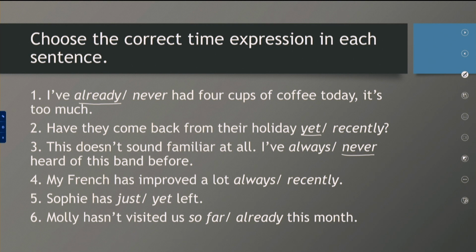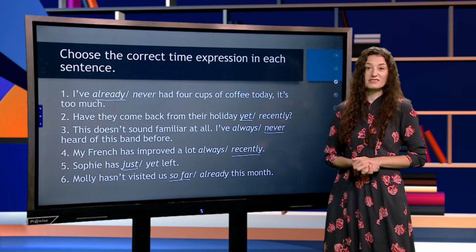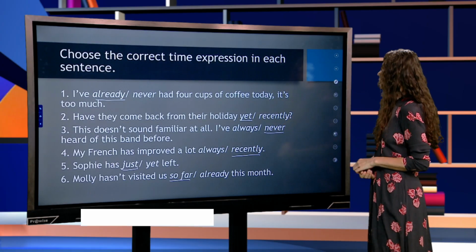Vladimir? My French has improved a lot recently. Good. Andrea? Sophie has just left. Good. We want to refer to an action which happened in a very recent past, has just left. Remember, yet is used with negative sentences or questions. And the last one? Molly hasn't visited us so far this month. Good. So far, up until now, this month. All right.